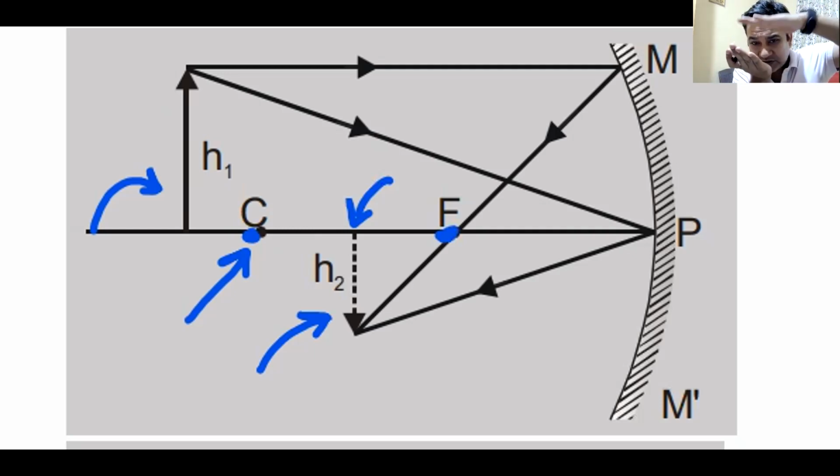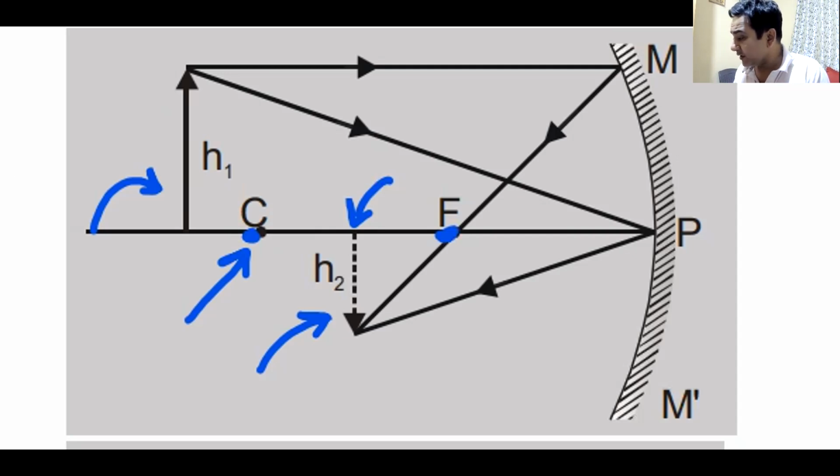If the object is this much, the image is this much. So it is not very small. In case of infinity, the image was very, very small compared to the object. But in case of beyond C, it is small, but not so small. Magnification is less than minus one. Do we understand this diagram, everyone?